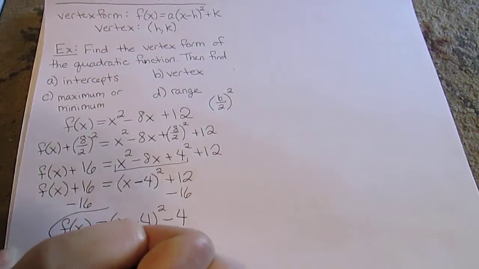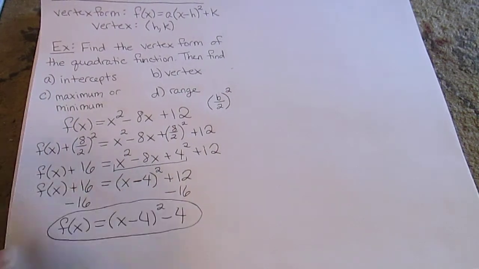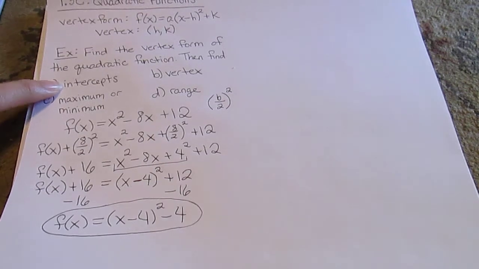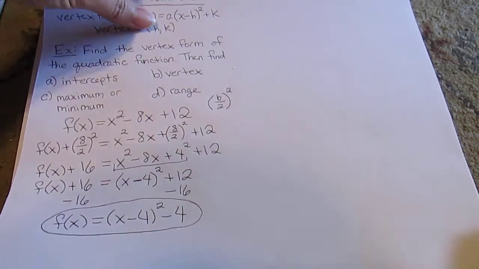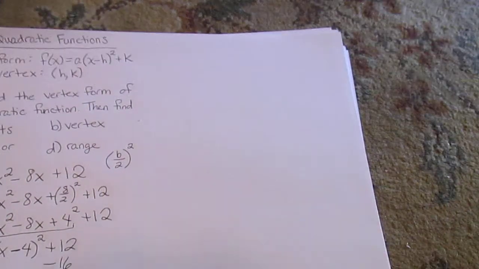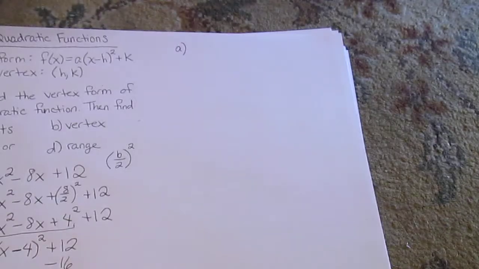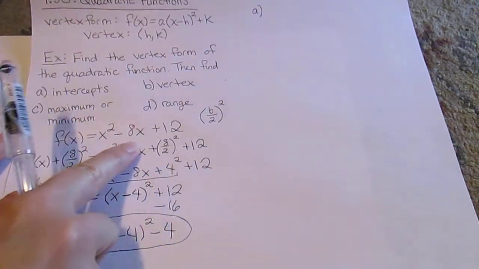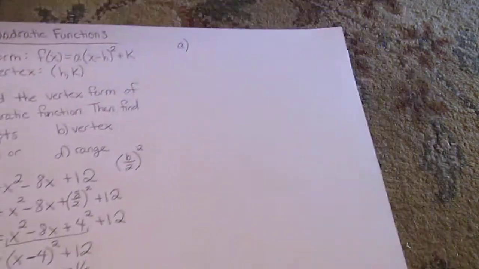Okay, that's vertex form. And now we have to do the extra little pieces. They asked for the intercepts. Well, remember the x-intercepts, you plug in 0 for y and solve for x. So part A, that's just setting the equation that they gave us equal to 0 and solving for x.